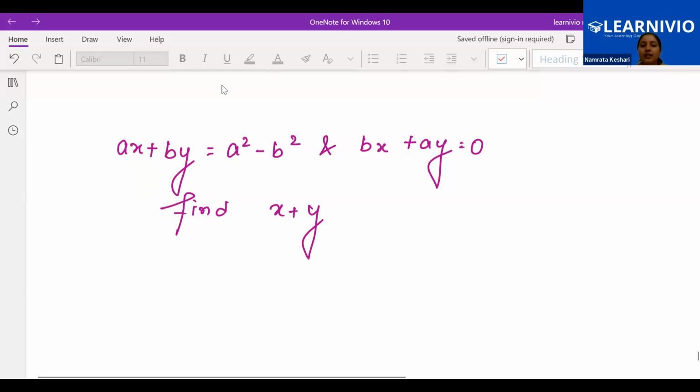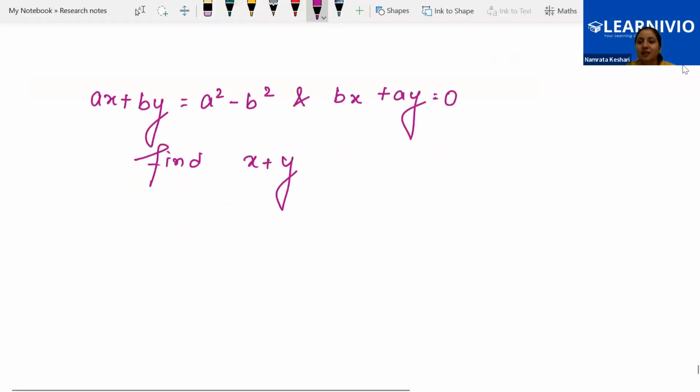Whoever has already attended the class here, Aisha, Abdul, Alvina, you have not done pair of linear equations, no? Okay, so here no one has done pair of linear equations. So, chapter. Okay.